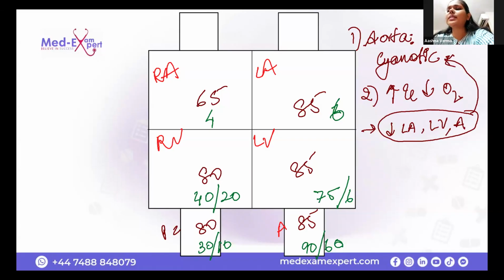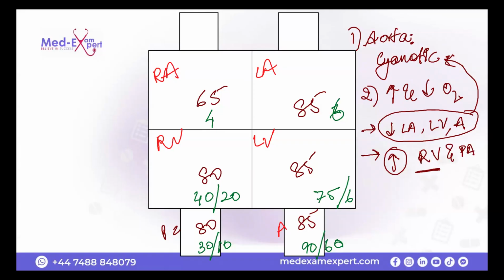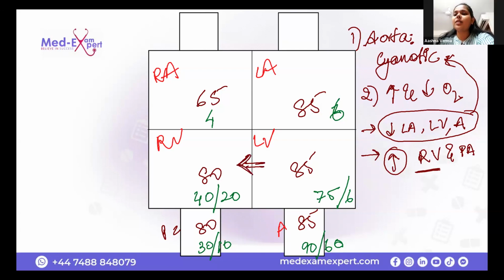Because this is a cyanotic heart disease, there is deoxygenated blood flowing in the left part, which is giving this. But you also see that there is abnormal increase in the saturation of right ventricle and subsequently the pulmonary artery, which is a little weird. Why should that happen in cyanotic heart disease? So there must be some shunting happening here, right? Do you agree with me? So you agree with the fact that there is some shunting happening in this case.